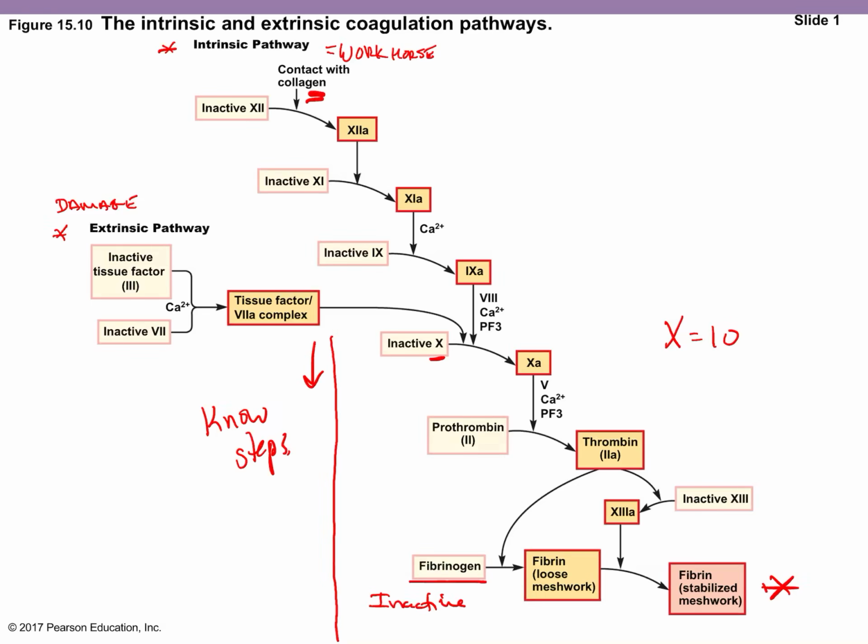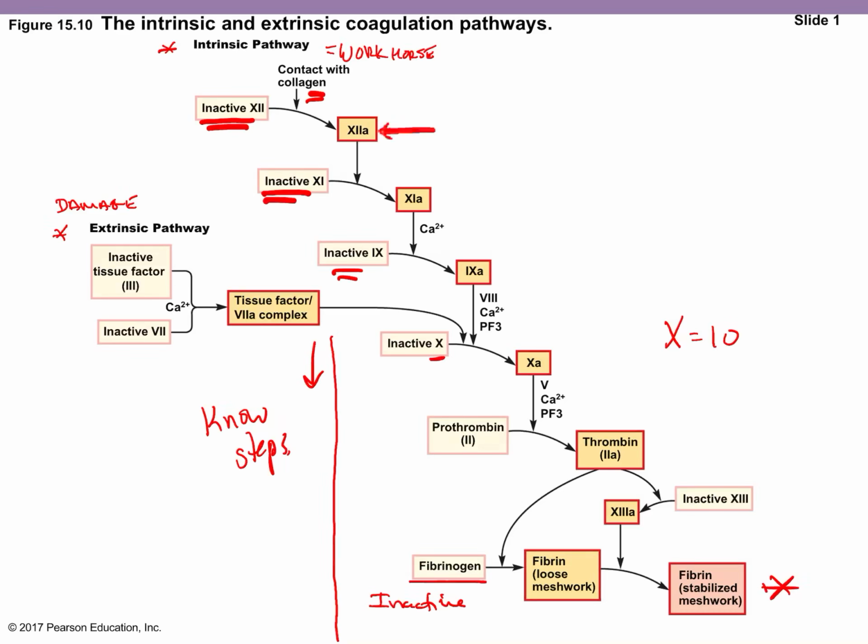I just want you to understand that these clotting factors, and your book calls them coagulating factors or coagulation factors, but out there in the world they're called clotting factors, are inactive in the blood. You can see inactive, inactive, inactive. They're always around in your bloodstream, but they get activated when this cascade begins. When they're activated, you put a little A next to their number.